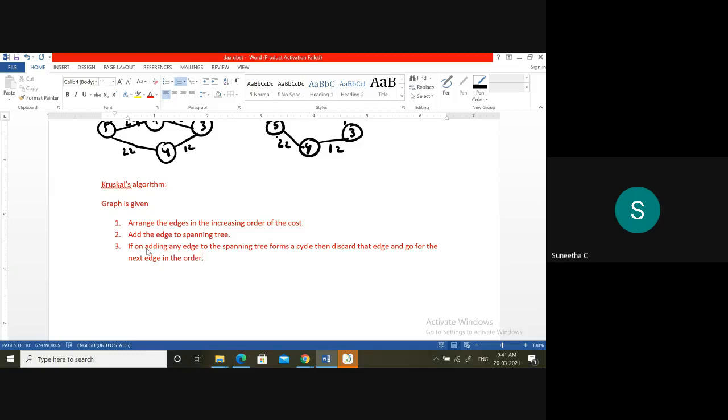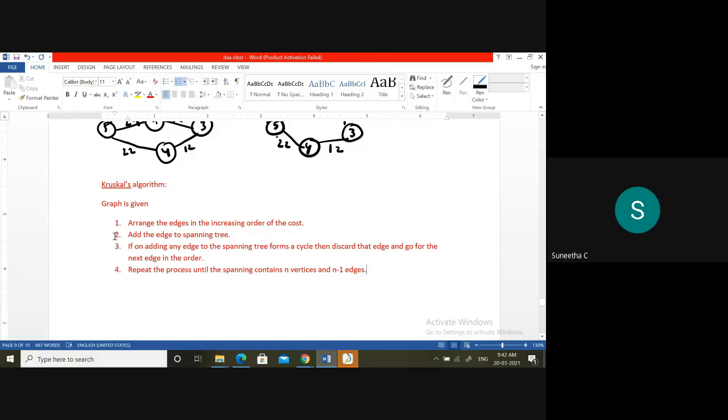Okay. Repeat this process until the spanning tree contains n vertices and n minus 1 edges. Repeat the process until the spanning tree contains n vertices and n minus 1 edges.